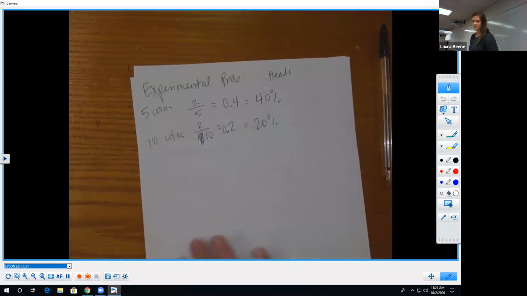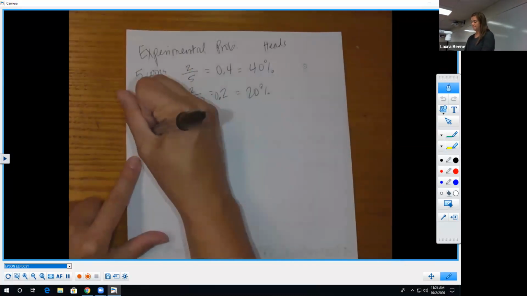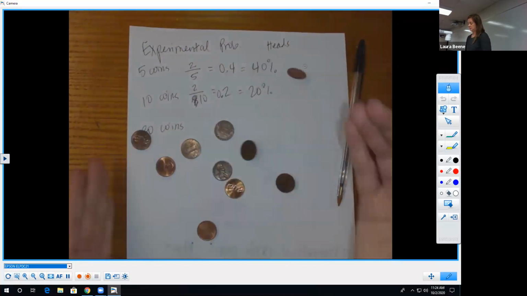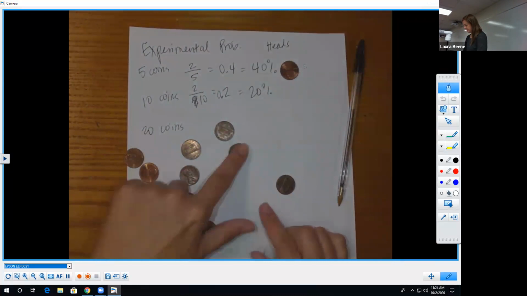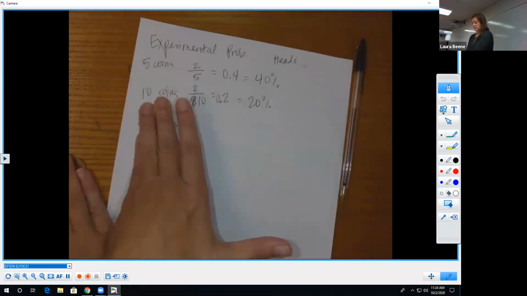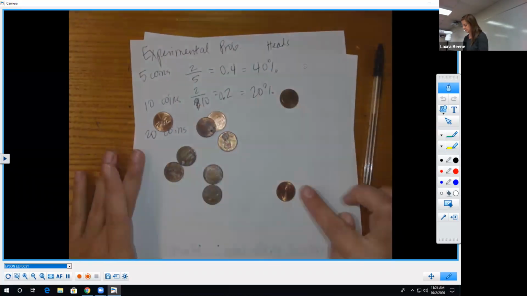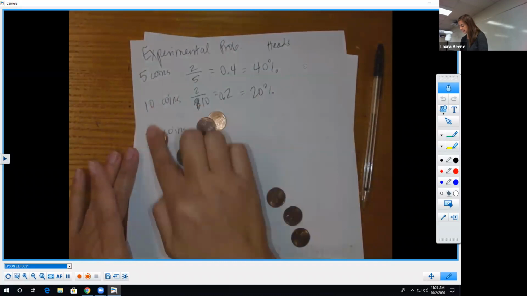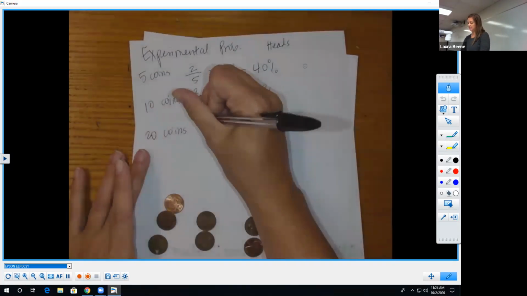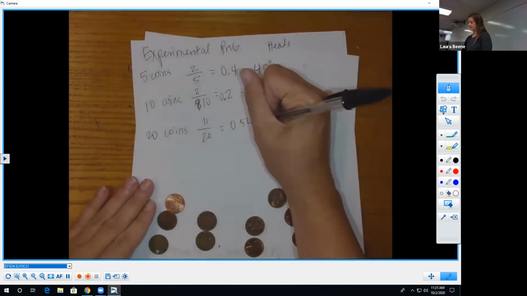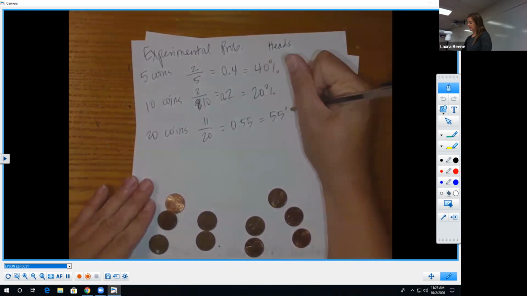If I did 20 coins, I have to do 10 coins twice this time. First time I get 1, 2, 3, 4, 5, 6 heads. Do it again to get 10 more. This time, this would be 7, 8, 9, 10, 11. 11 heads this time. So 11 out of 20, let me do the math here, would be 0.55, which is 55%.